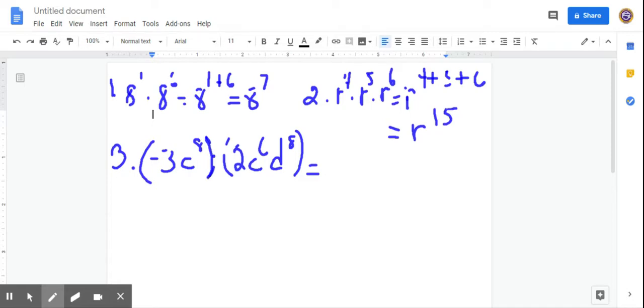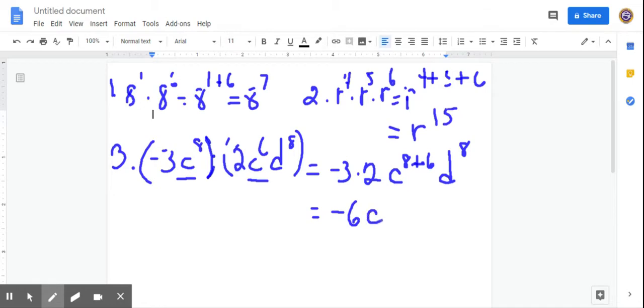So you're going to multiply the coefficients, which are negative 3 times 2. You're going to look and see if there are any like bases, which there are, which is c. So you're going to add those exponents on the c, which is 8 plus 6. Then you have another base, d, but you only have 1, so it's going to just stay d to the 8th power. When you multiply, you get negative 6. Add your exponents, so you get 14, d to the 8th. So negative 6c to the 14th, d to the 8th power.